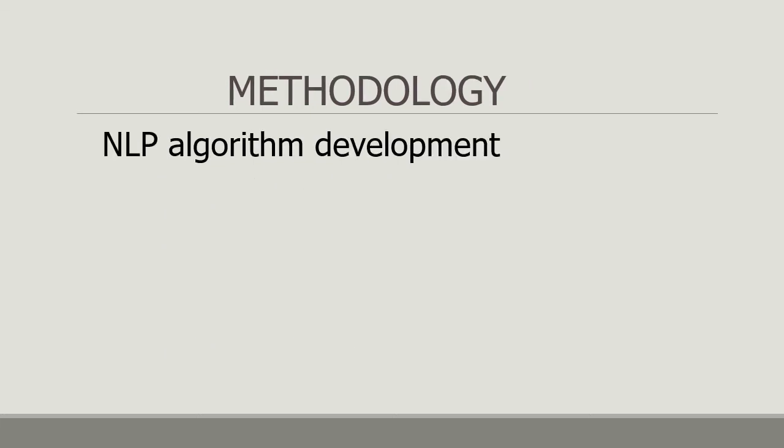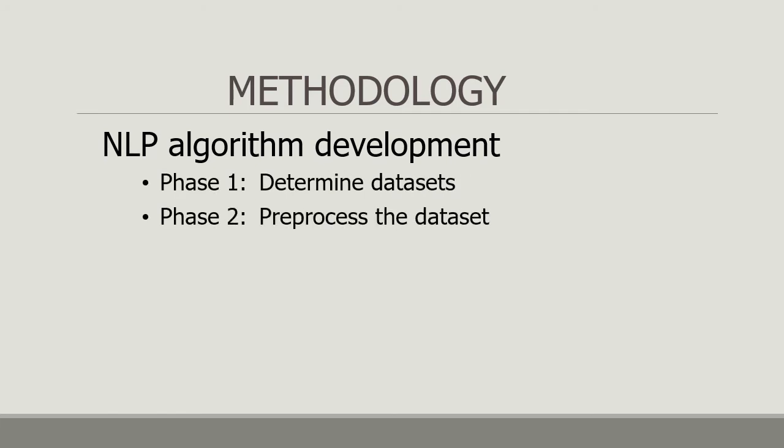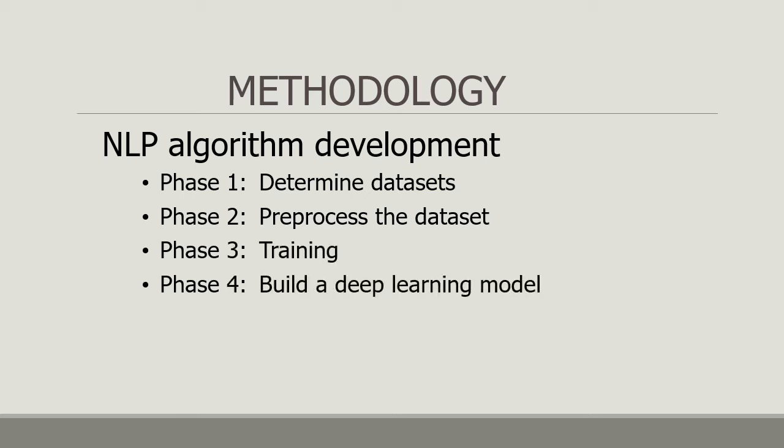For natural language processing algorithm development, firstly, we are going to determine the datasets. Secondly, we are going to pre-process the datasets. Thirdly, we are going to do training on the datasets. Fourthly, we are going to build a deep learning model. And fifth, we are going to test the model's accuracy.